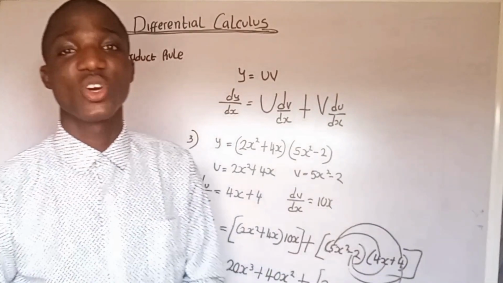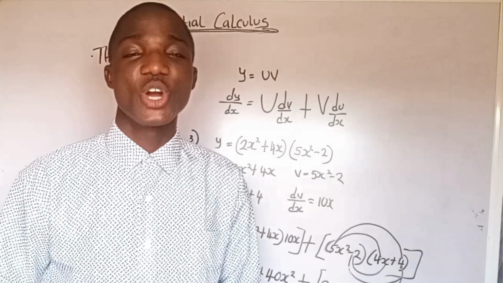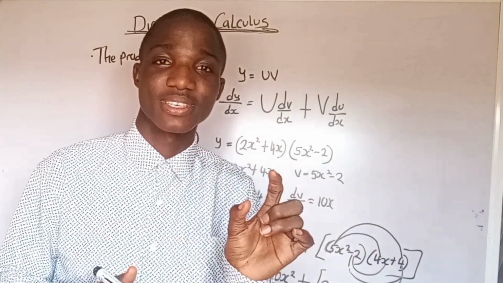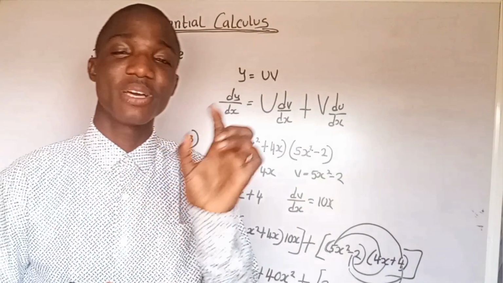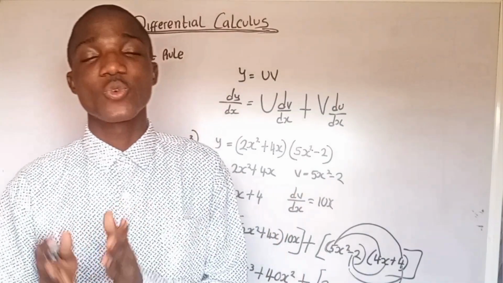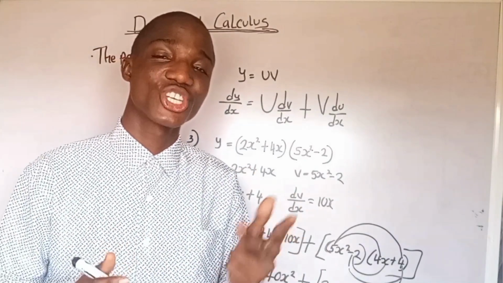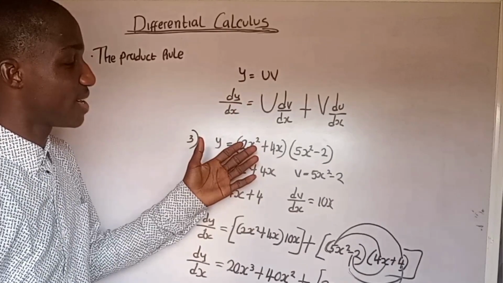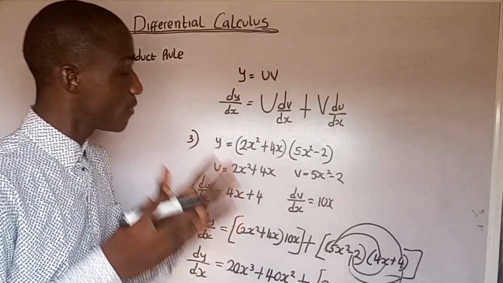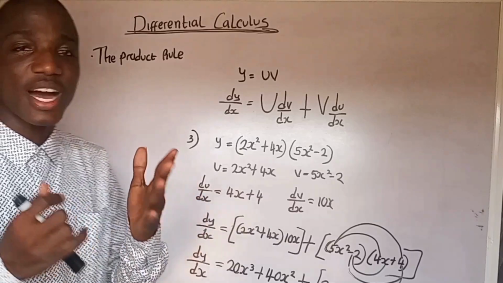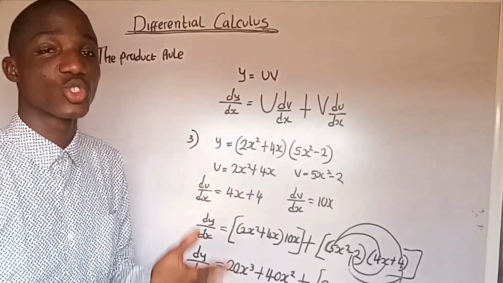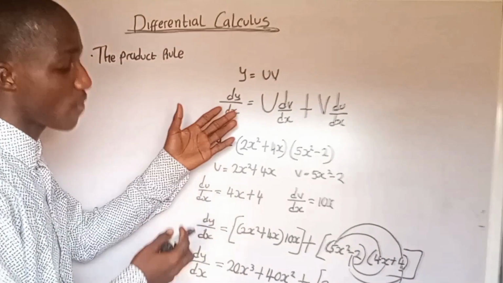Okay, the totality of what I'm talking about is that when you are given a function that has two parts, and these two parts multiply themselves, if you are told to find the differentiation of this function, you are going to use the product rule. And before you can use the product rule, after identifying your u and v, you differentiate the u and v and substitute them into the product rule formula.